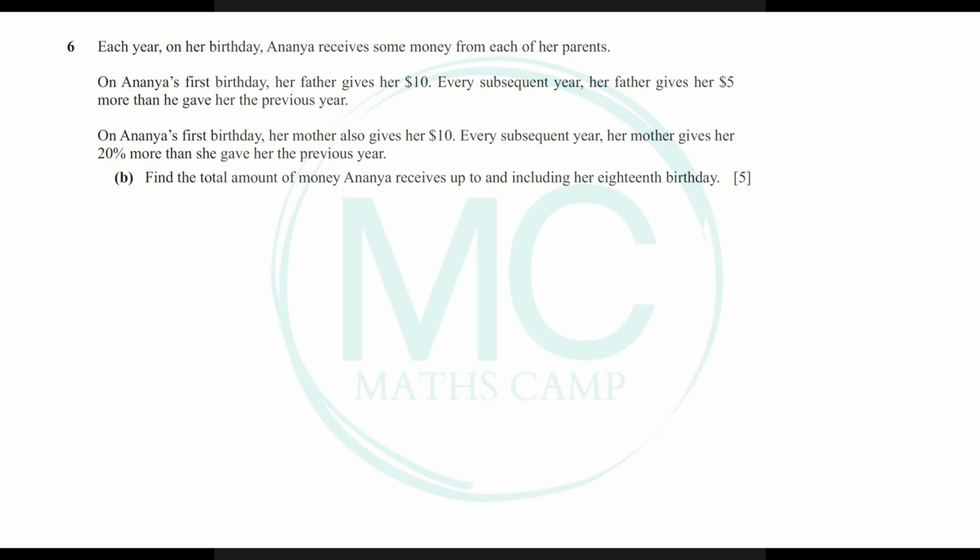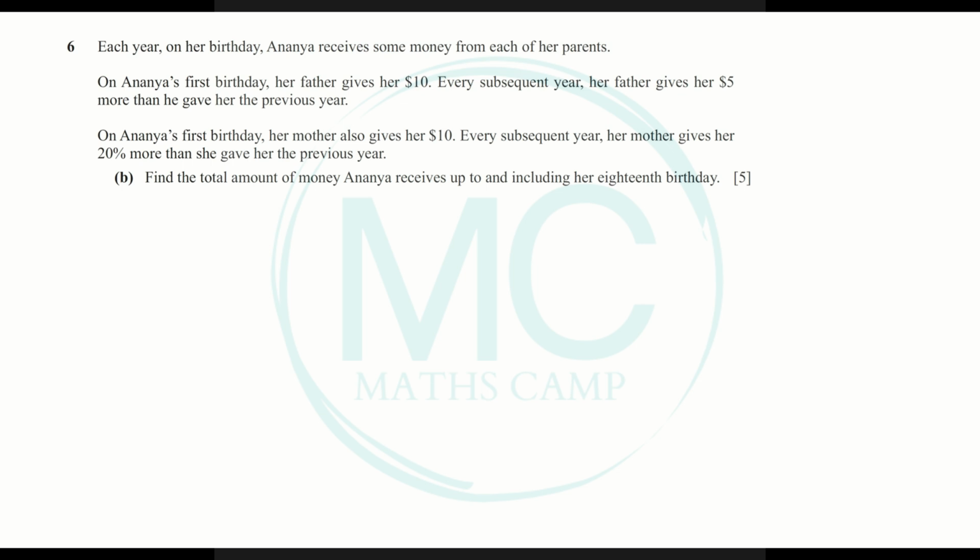Part B says find the total amount of money Ananya receives up to and including her 18th birthday. To find the total amount of money, we need to determine the amount of money her mother gave her and the amount of money her father gave her. So we need to look at the sum of an arithmetic progression and the sum of a geometric progression. So let's start with Ananya's father. And we're working with an arithmetic progression.